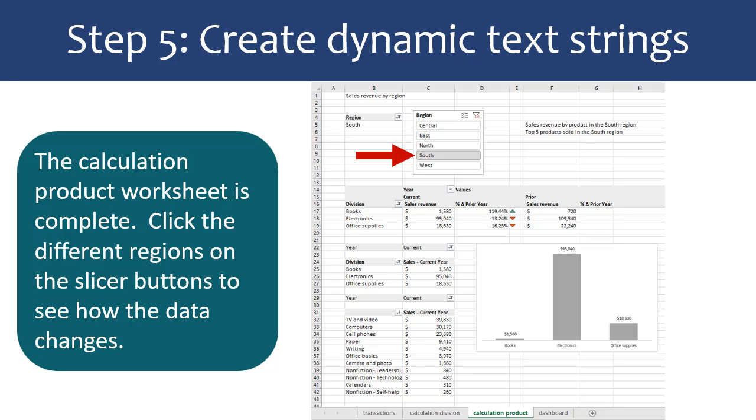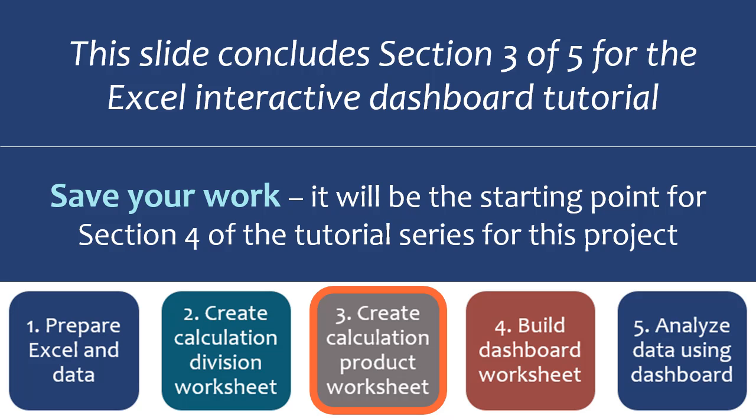The calculation product worksheet is complete. Click the different regions on the slicer buttons to see how the data changes. We are now done with section 3 of this project. Please save your Excel file. You will be using the file for the next section of this project.